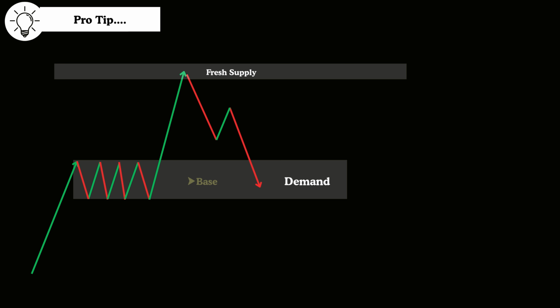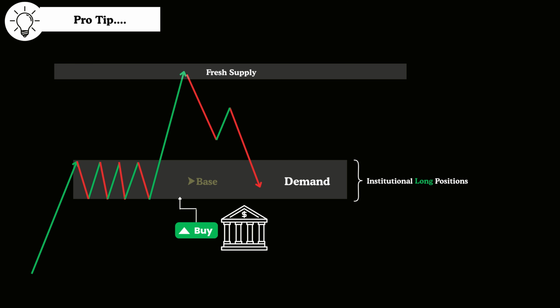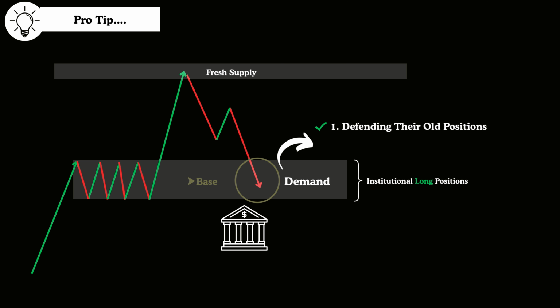But here's what makes these zones truly significant. They're not random areas of support. These are locations where institutional money previously entered the market with long positions. Such zones act as decisional regions that form before large institutional orders are fully executed, giving them substantial importance. When price returns to these zones, institutions often re-engage to protect or add to their earlier positions.